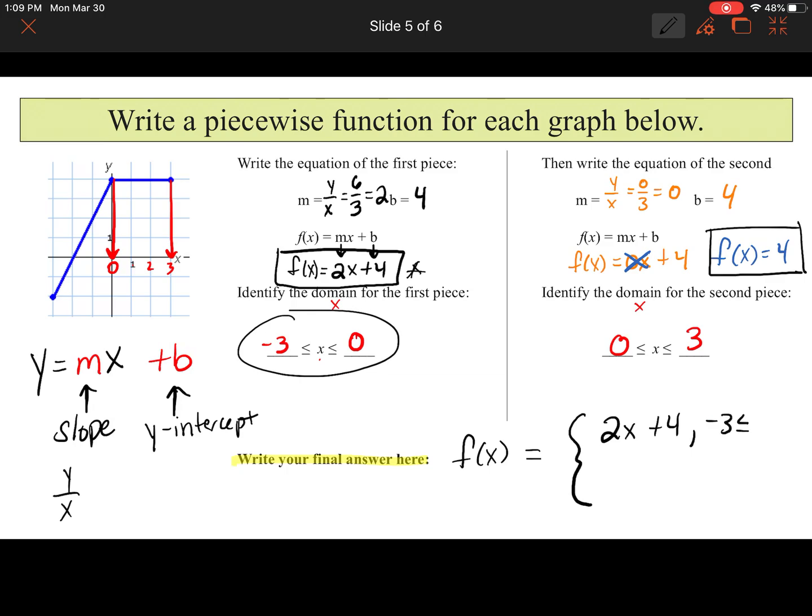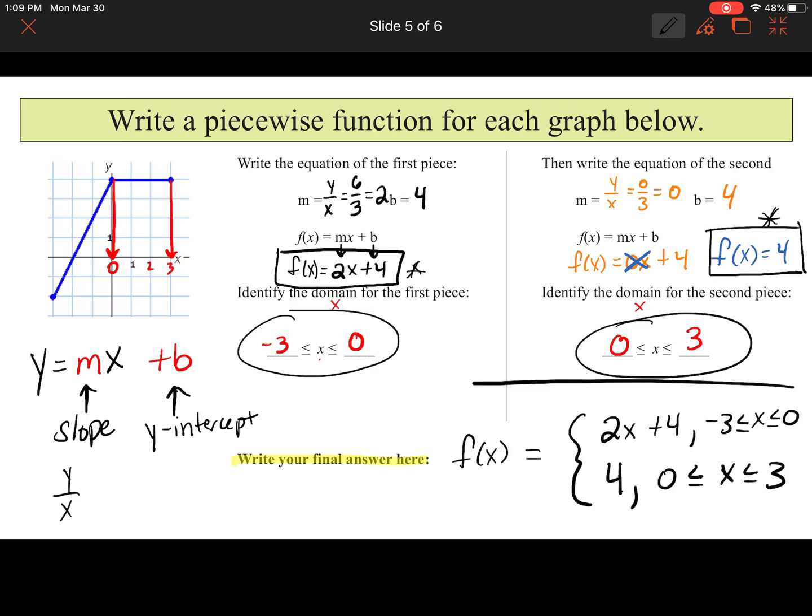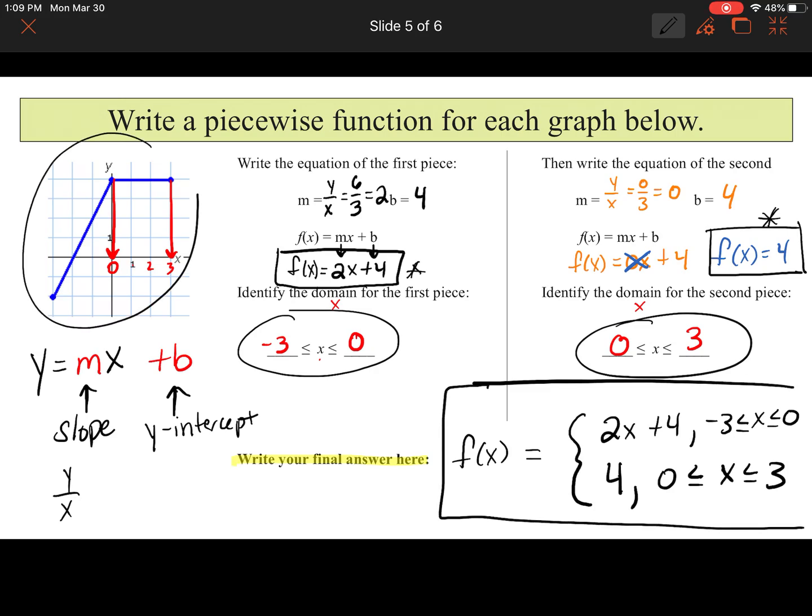-3 is less than or equal to x, is less than or equal to 0. Then I take my second equation, which is just 4, comma, my domain, 0 is less than or equal to x, is less than or equal to 3. And this is my answer for the question. This is the piecewise function that represents this graph.